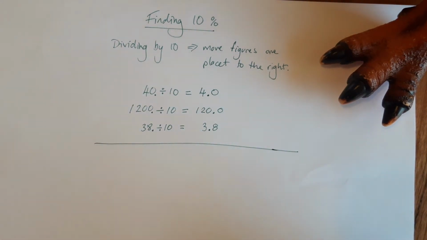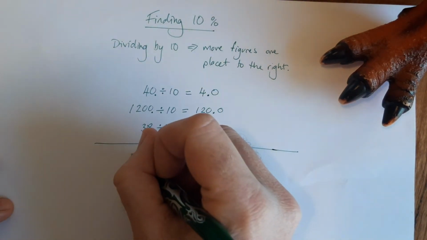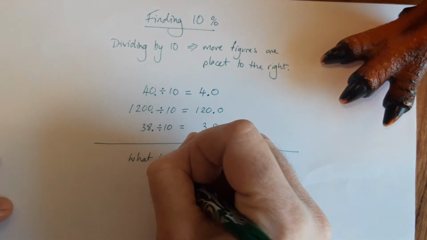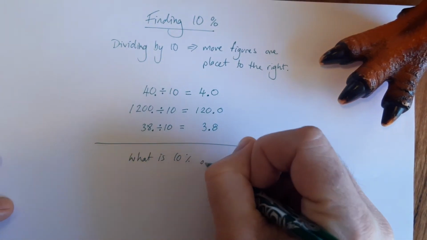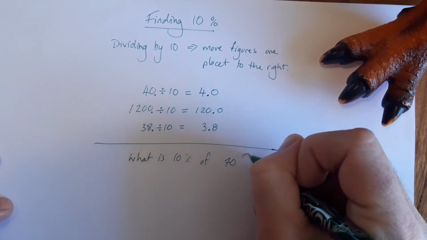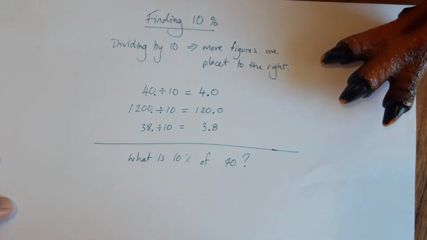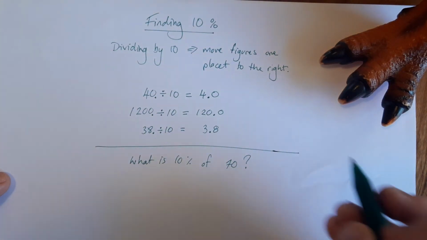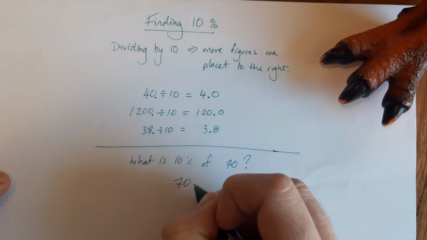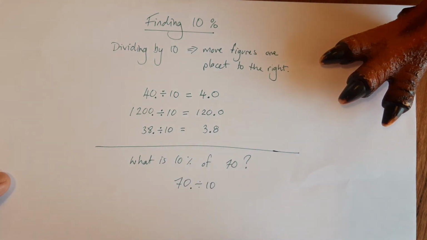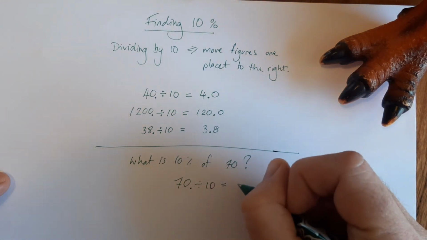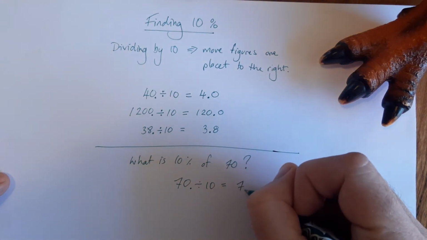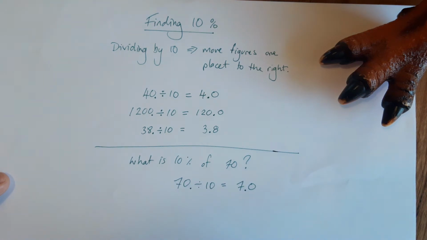Cool. So let's try a couple of things. Let's do, what is 10% of 70? Okay, we're doing 10%, so let's divide by 10. 70 divided by 10. The decimal point is fixed by the 0. The 7 and the 0 both jump, which gives me an answer of 7. So 10% of 70 is 7.